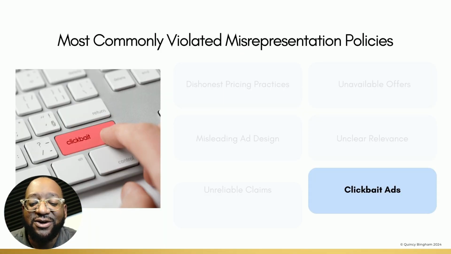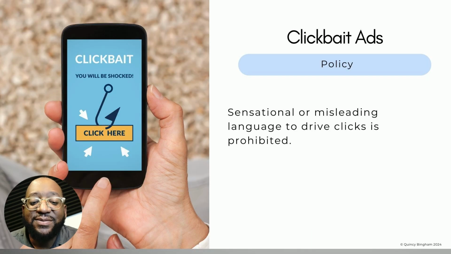Finally, let's talk about clickbait ads. Clickbait ads use sensationalist or exaggerated language to lure users into clicking. Google prohibits these types of ads because they can create misleading expectations or manipulate users into clicking based on hype rather than substance. Ads must be straightforward and genuine in their content.